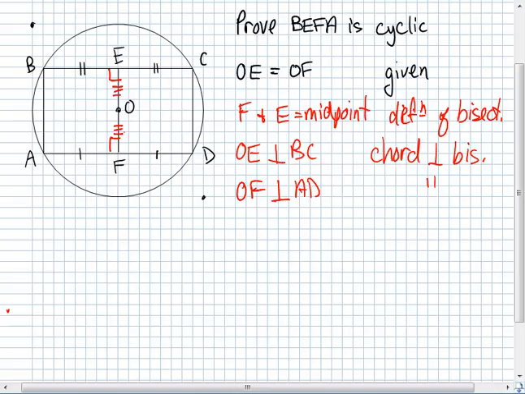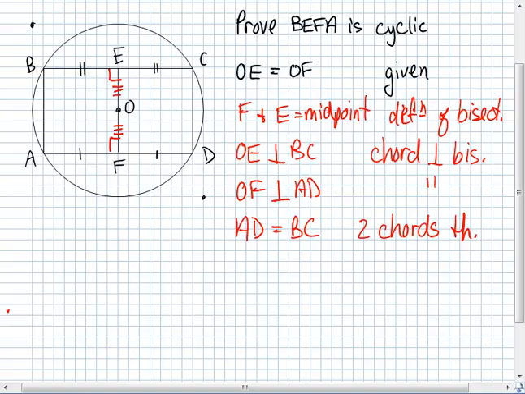So I have two lines, OE and OF, the same distance away from two chords. That tells me that AD is the same length as BC by the two chords theorem. In other words, BC is the same distance away from the center of the circle as AD, therefore it's the same length. Okay, now where you go from here is different depending on who you are.